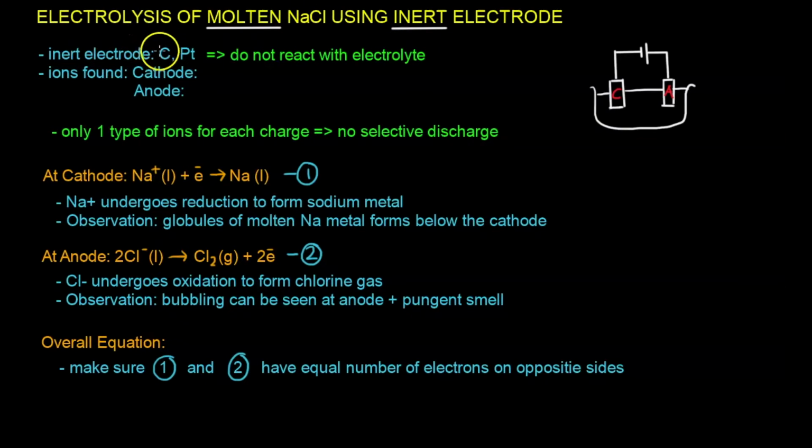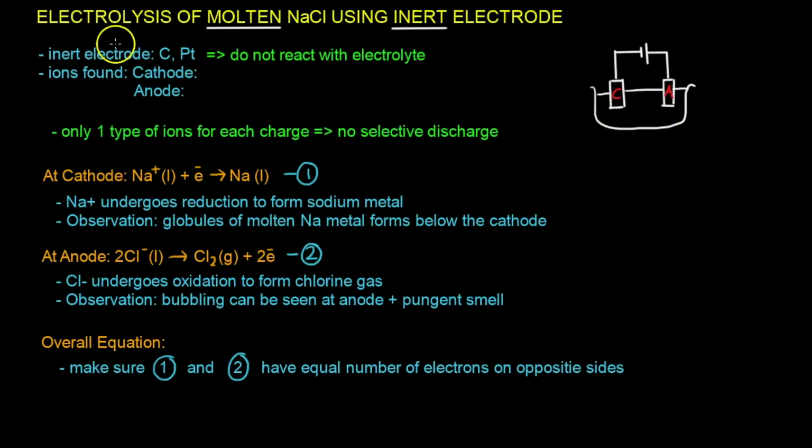Inert electrode means it's either carbon or platinum, and they do not react with the electrolyte. So they literally just stay there. For example, carbon electrodes for both cathode and anode. They don't react. They are just a platform, a gateway, if you may, to allow the electrons to come between the wire and the electrolyte. It's like a gateway between the areas here.